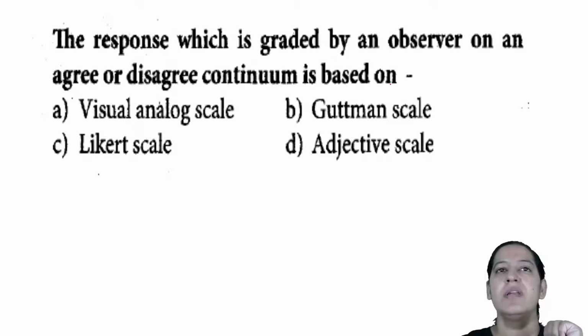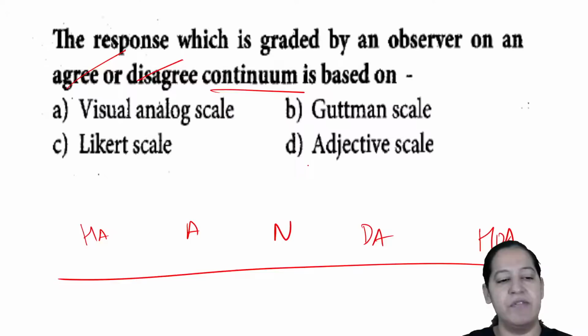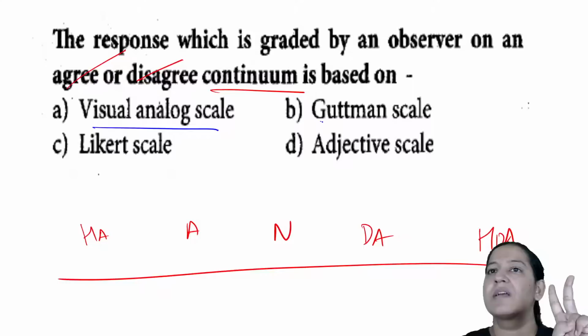Now this is a tricky one. Don't rush. The response which is graded by an observer as an agree or disagree continuum. So highly agree, agree, neutral, disagree or highly disagree. So this is the continuum of agree and disagree. Which type of scale is it? A special type of scale I have told you. So is it visual analog scale? Is it Guttman scale? Is it Likert scale? Or is it adjective scale?